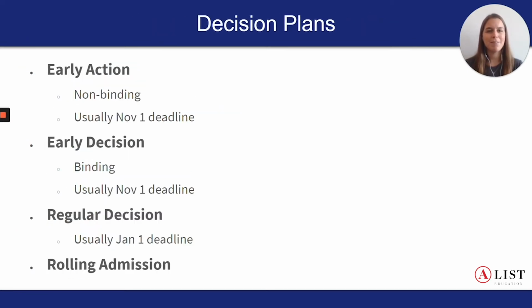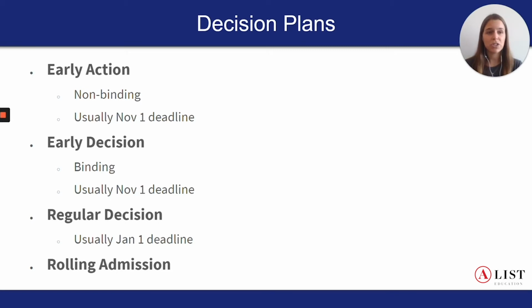There are 4 different types of decision plans. The 2 early admission decision plans are early action and early decision. Those are usually due around November 1st. Early action is non-binding, meaning if you apply early action, you are not obligated to attend that school. However, early decision is binding. So if you apply early decision, if you were admitted, you do need to attend.